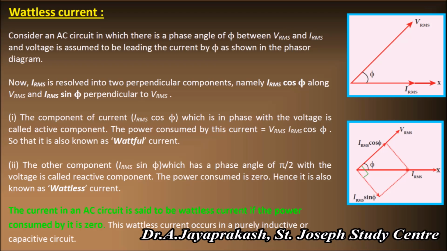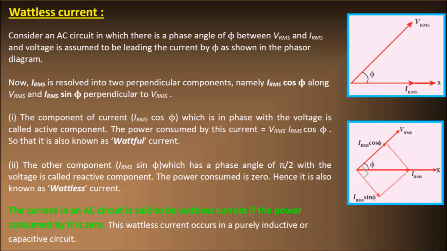So if the phi value is 0, that is, if the active current is parallel to VRMS, then we can easily estimate the power, which is never 0. This is known as wattful current. If the phi value is 90 degrees, that is the phase angle of 90 degrees between the voltage and current, then it's going to be a reactive component and no power is consumed. So the power consumed is 0, hence it is known as wattless current. This way you can identify whether the current is wattful or wattless.